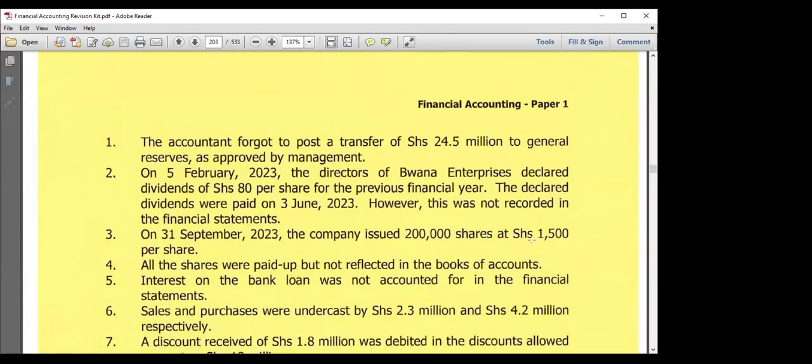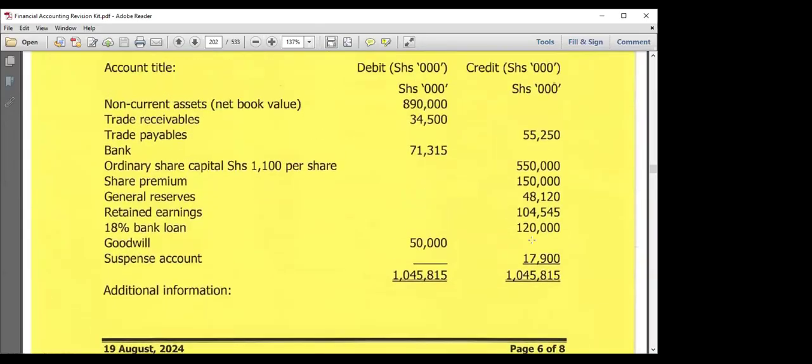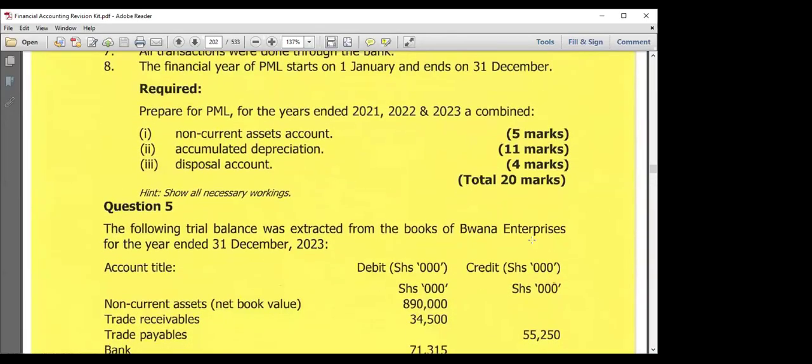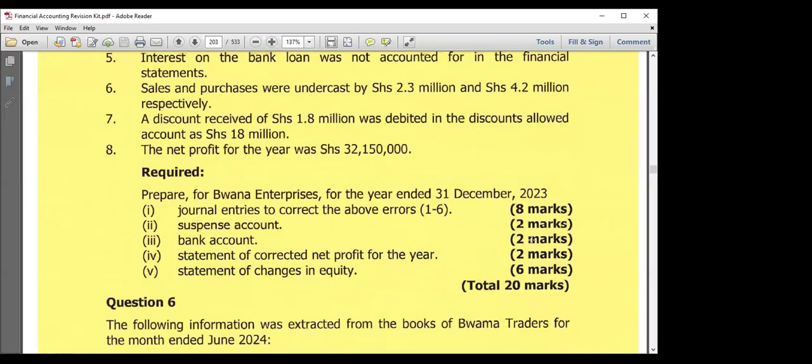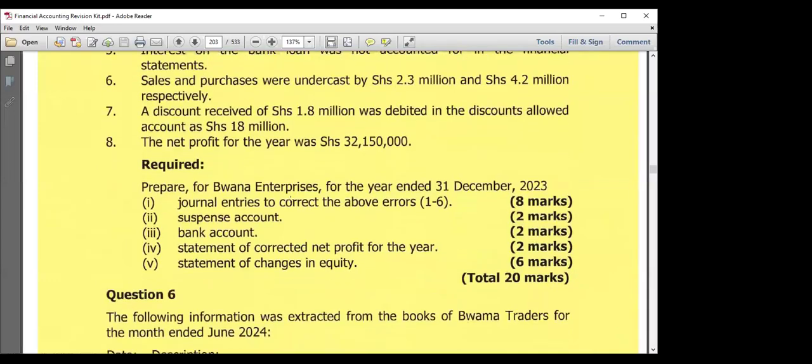Then question 5. This examiner was quite stubborn in this sitting. Required, prepare for Bwana Enterprises for the year ended 31st December: journal entries to correct the above errors 1 to 6, 8 marks. Suspense account, 2 marks. Bank account, 2 marks. Bank account is a T or ledger account. Statement of corrected net profit, we are going to look at that.